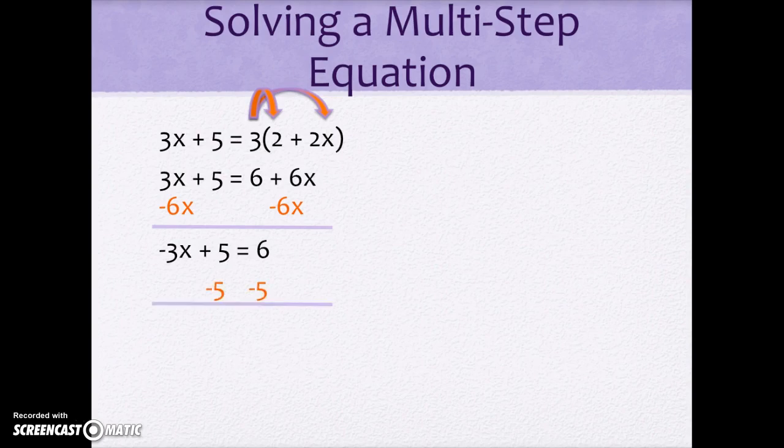Your next step then is to move your constants to be on the same side. So we'll subtract 5 from both sides of your equation. And so we end up with negative 3x equals 1.